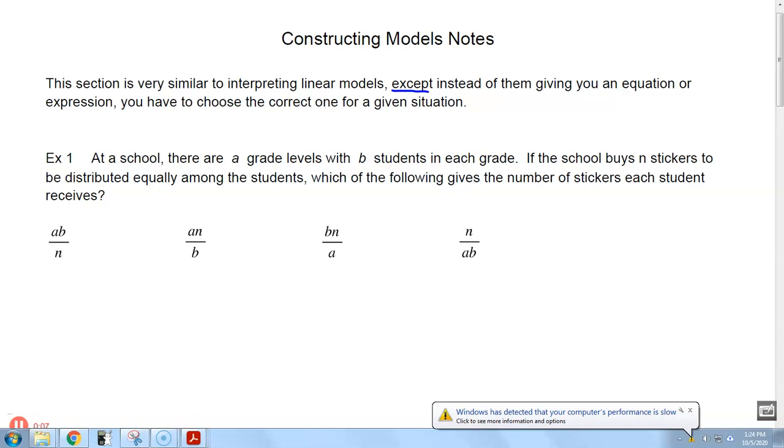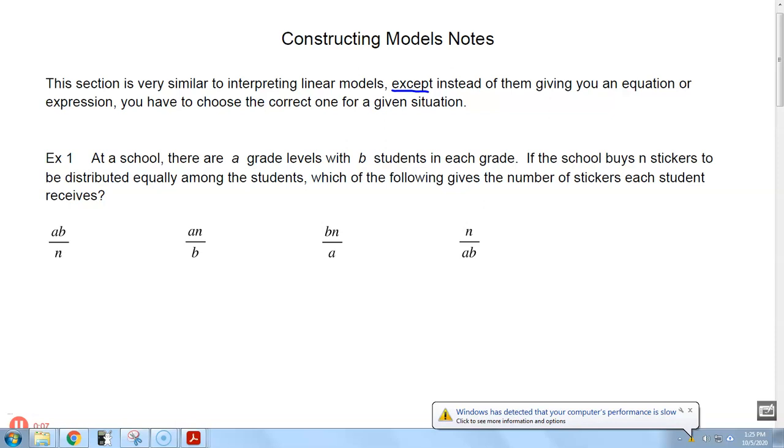If you're not, these questions can be kind of weird, but I'm going to try to give you some strategies of how to solve it. So let's just look at one. Example one: at a school, there are A grade levels and B students in each grade. If a school buys N stickers to be distributed equally, which of the following gives the number of stickers each student receives?